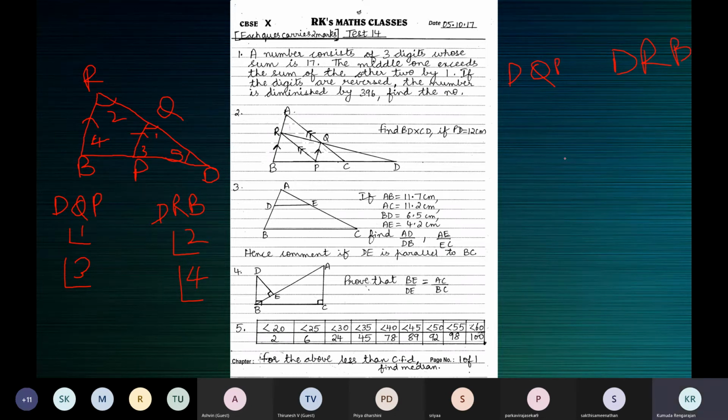Now tell me, now that the triangles are similar by AA similarity criterion, what is the ratio of the corresponding sides? We know that in similar triangles, corresponding sides are proportional. So what do we have? DQ by DR is equal to QP by RB, and that is equal to DP by DB. Yeah. So this is what you should do. All this you must do. You must take up the two triangles, show that they are similar, and write the proportion.